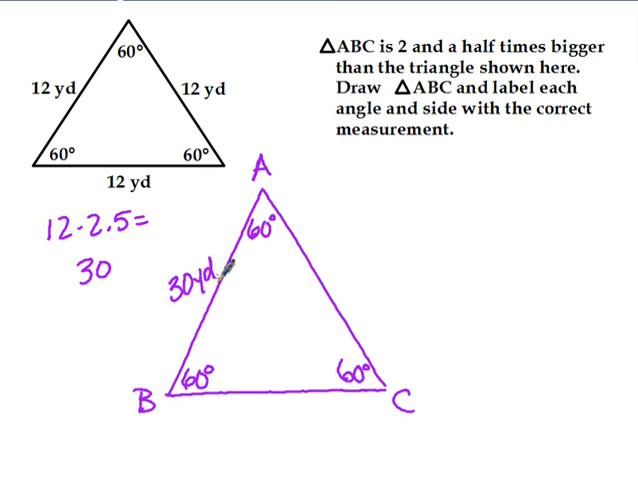And that's it. So just remember, the angles stay the same, and then whatever the proportion is that they tell you, you just multiply the sides by that. In this case, they're all going to be the same still.